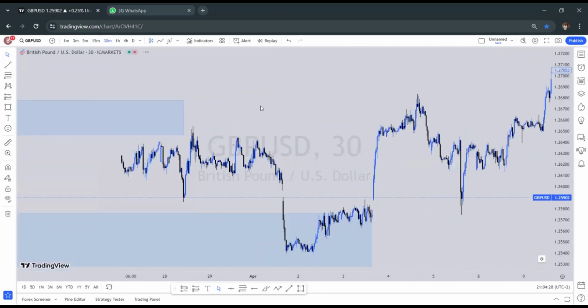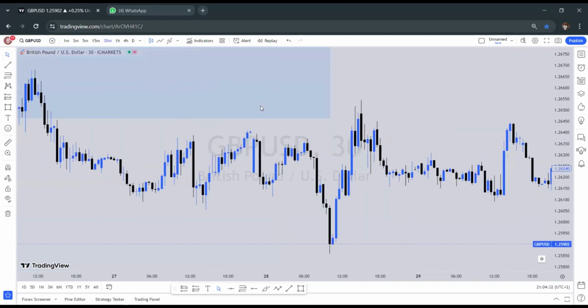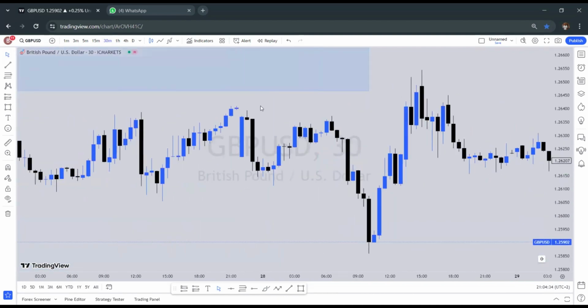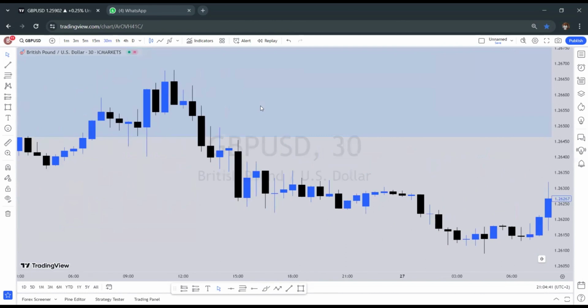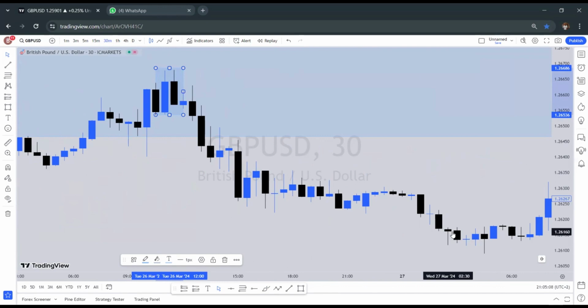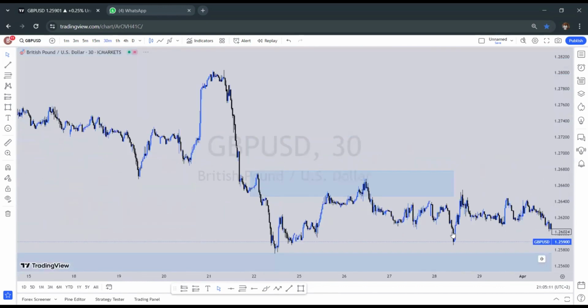We have a lot of samples. So you see, this looks like a tweezer top. With the help of this wick here, it shows that when price got to this level, sellers put it down, and from here again, sellers still put it down. So there was still weakness here. After spotting a tweezer top in an uptrend, the next thing that happens is the market falls, right?